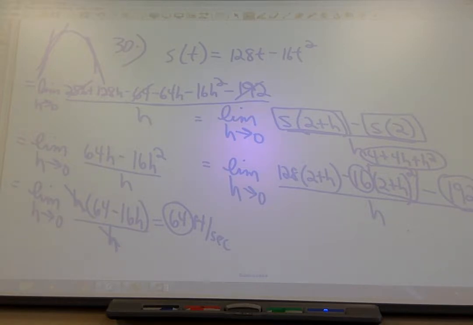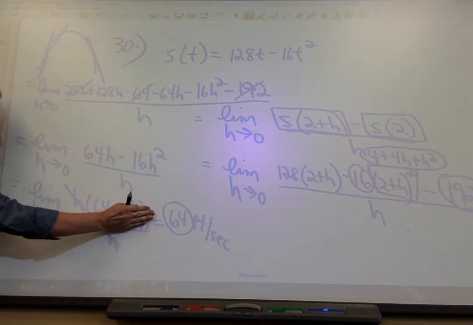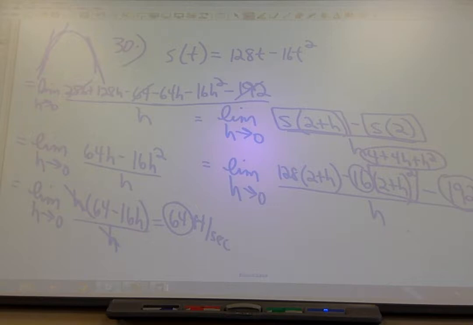So on the bottom, the negative 16h completely disappears because it's irrelevant. Because if h goes to 0, yes, gotcha. That's very good, very good.